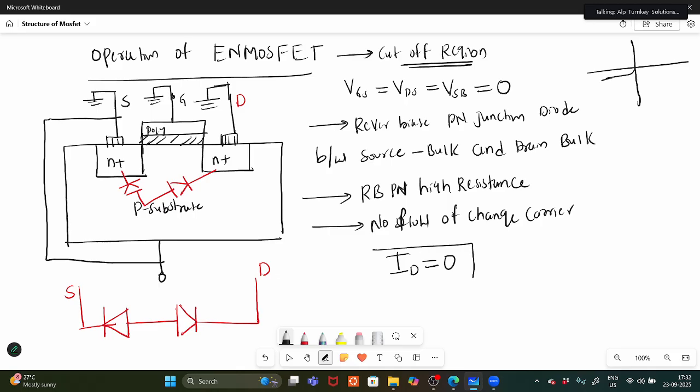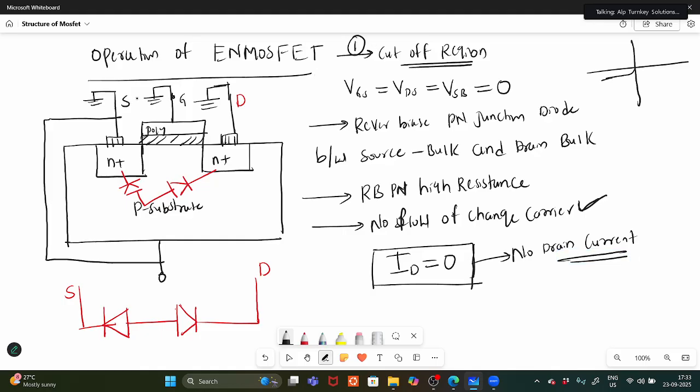Charge carriers may be either electrons or holes, so there is no drain current. In which region? Cutoff region. No drain current in cutoff region. So this is the operation of the enhancement MOSFET in the first region, that is the cutoff region.